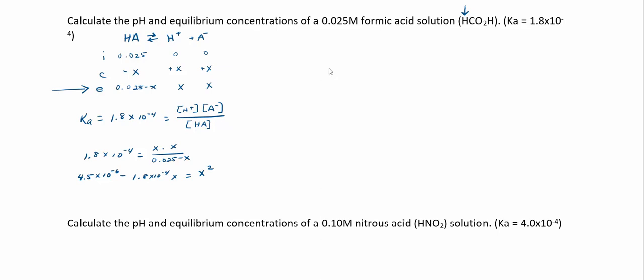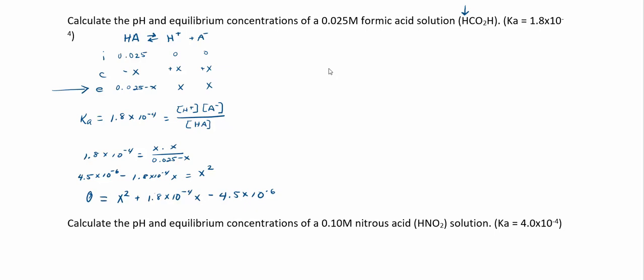Now, in order to use the quadratic equation, I need to set this all equal to 0. So to do that, I'm going to move what's on the left side of my equation here to the right side so that I have x squared plus 1.8 times 10 to the negative 4 x minus 4.5 times 10 to the negative 6. Now, in my classes, you should be able to access a quadratic equation solver through the Respondus Lockdown browser.